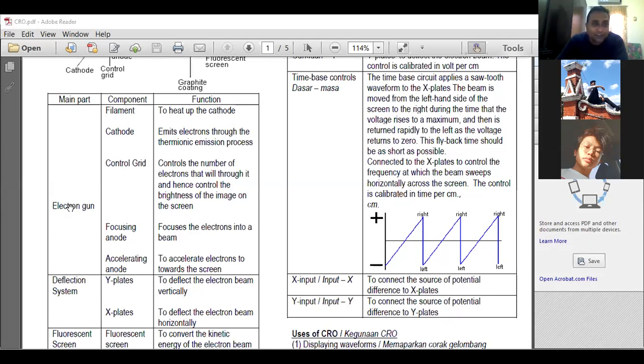Okay. So consists of filament, cathode, control grid, focusing anode, accelerating anode. So electron gun is basically to heat up the cathode. Cathode basically emit electron when get heated up. And then control grid to control number of electron, focusing anode to focus the electron, and then accelerating to accelerate the electron. So it's like this.